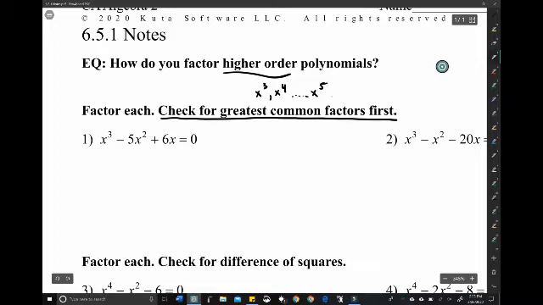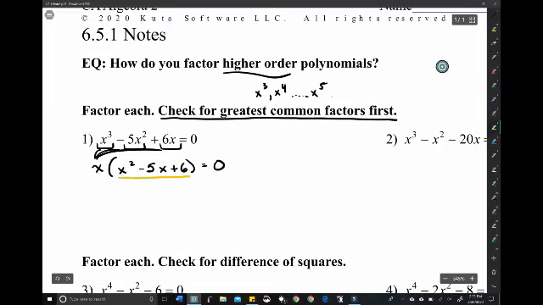So for number 1, if you notice, every term has a common factor of x. What we can do is take that factor out, okay? Just remove that common factor. That would leave you with x squared minus 5x plus 6 equals 0. So the first step, remove the greatest common factor. From here, our other factoring skills come back into play.